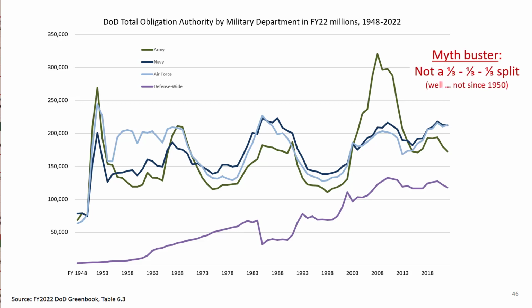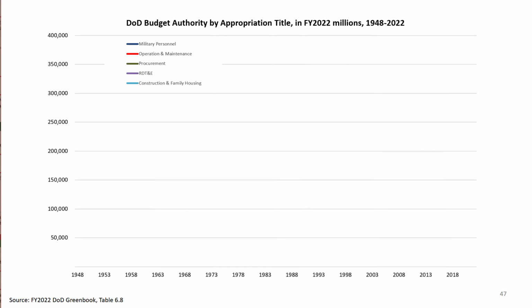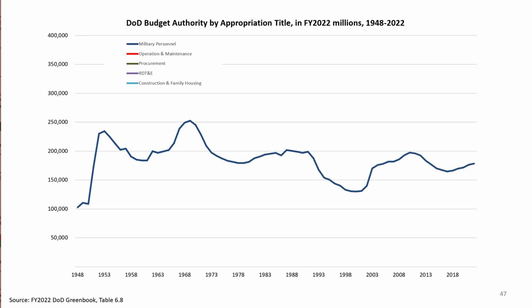So the myth that the budget is simply split 1/3, 1/3, 1/3 is just not true. So now let's look at the budget broken down by appropriation title. This line is military personnel, and we see peaks again at Korea and Vietnam. We see a decline after the collapse of the Soviet Union. There was the call for the peace dividend. We see spending on military personnel go down, and then right after 9/11, we brought a lot of those people back.